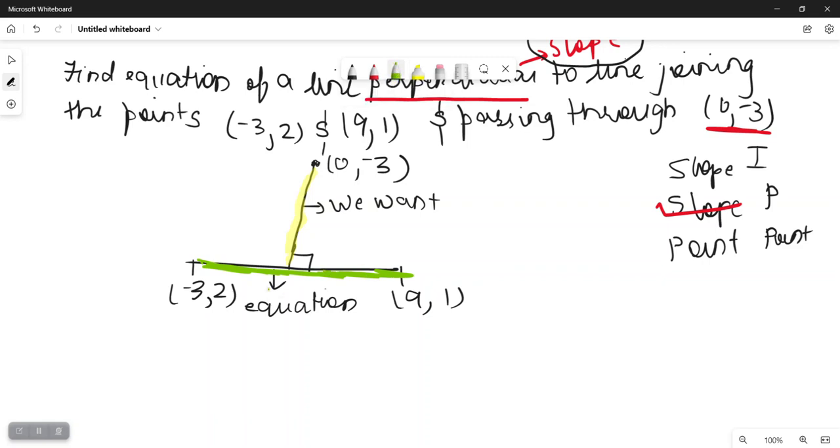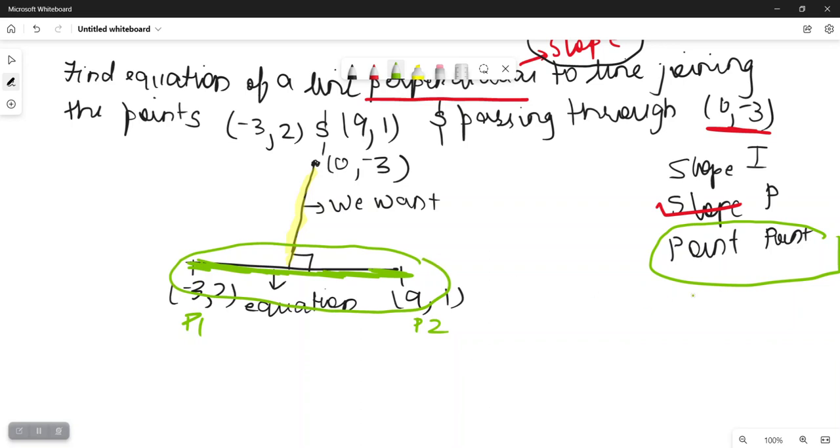Now, the speciality about this green line is it passes through the point (-3, 2), and it also passes through the point (9, 1). So the green line passes through point 1 and point 2. Now, when a line passes through 2 points, its equation can be found using the two-point form. So the equation of this green line can be found using this form.